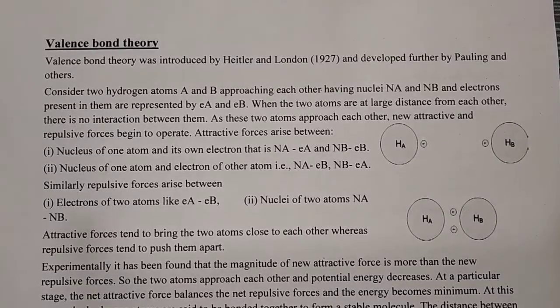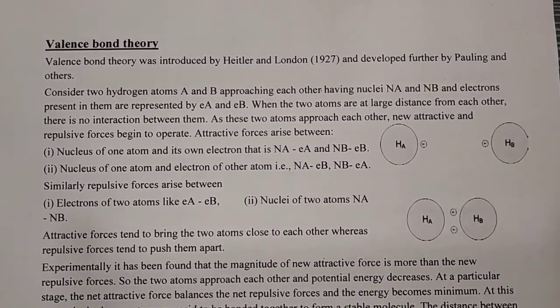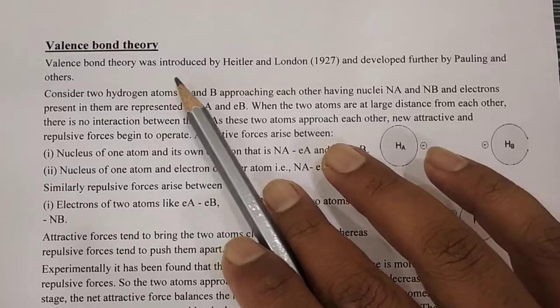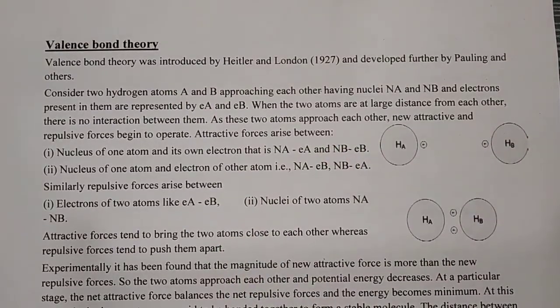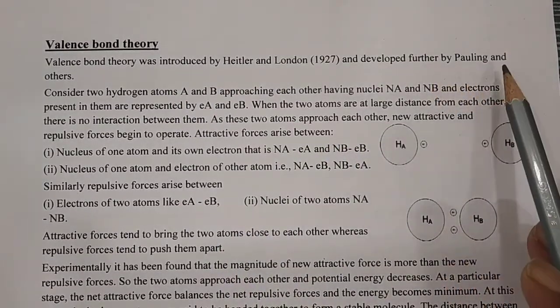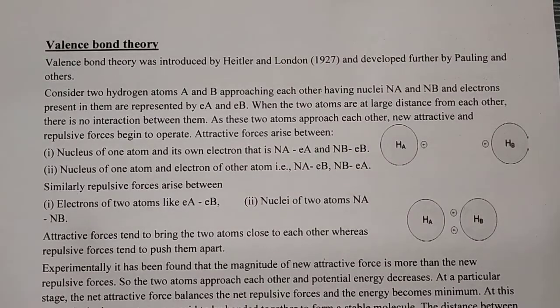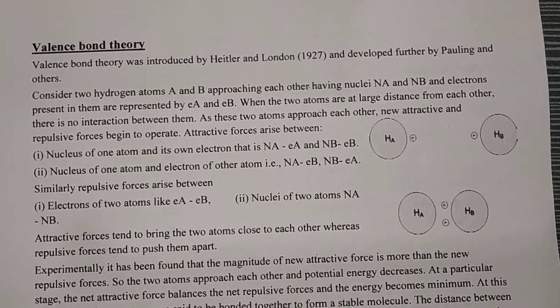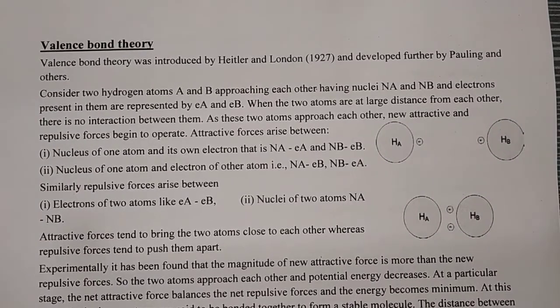Hi friends, in this session we'll start with a fresh topic called valence bond theory. It is also known as VB theory. Valence bond theory was first introduced by Heitler and London and further developed by Linus Pauling and another scientist. So initially it was introduced by Heitler and London, and followed by Linus Pauling.